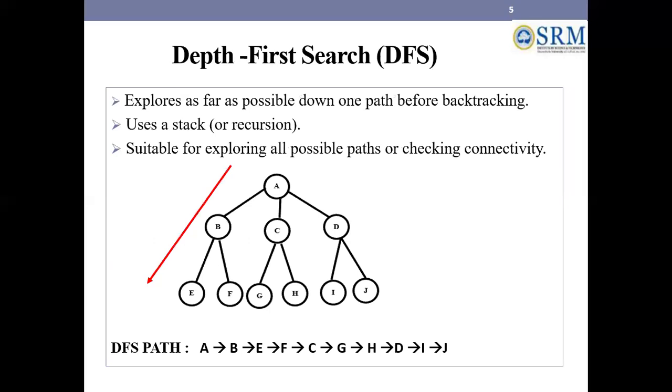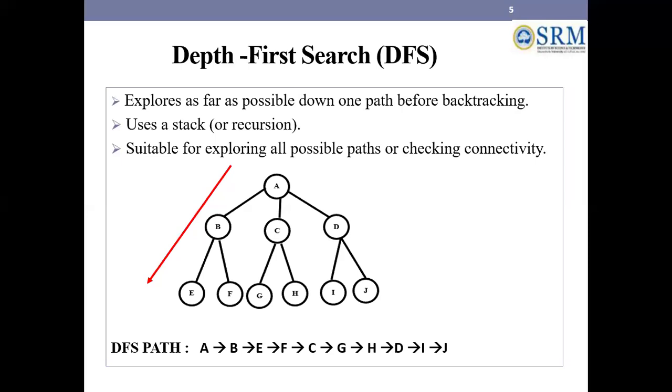And we will see what is depth first search. It explores as far as possible down one path before backtracking. That is, the traversal is performed in only one path or one direction. If we get the result in one path, or it is not possible to explore further, we stop and move back to the previous option and find an alternate. That is called depth first search.